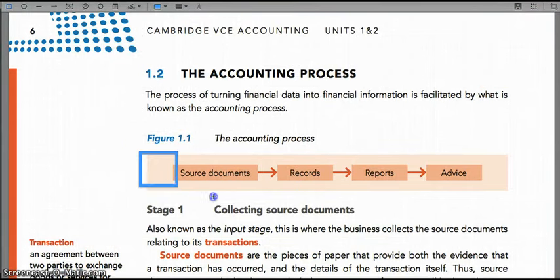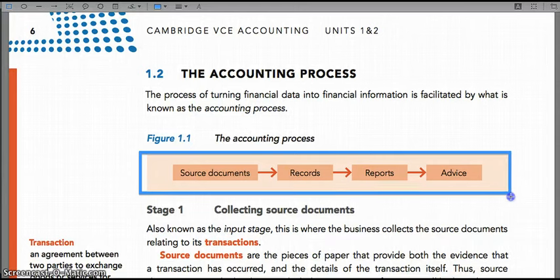Again, I think we've been through the accounting process in class. I'm not going to harp on it too much, but it is important to know the accounting process because it does make it easier to understand the accounting concepts and principles. So the source documents are the stuff that we collect on a day-to-day basis. So we're talking about receipts, cheque butts, etc. That's what we're talking about here.